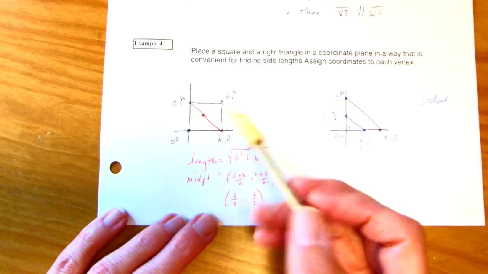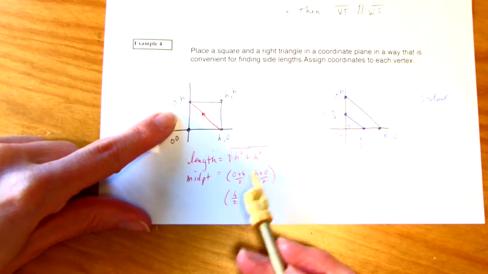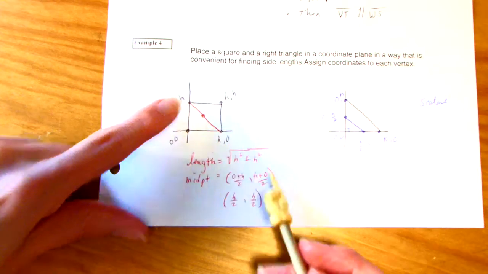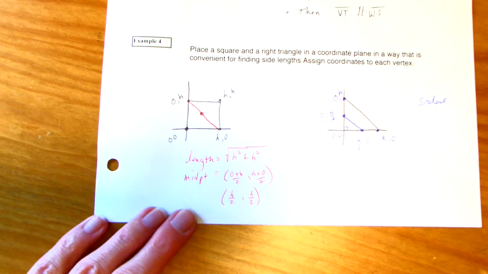Okay, midpoint. Midpoint, remember, you take your two x's, add them up, divide by 2. Take your two y's, add them up, divide by 2. So you get h over 2, h over 2.